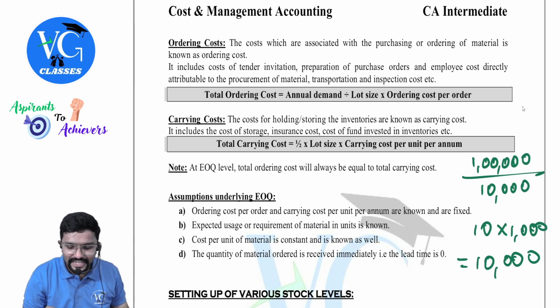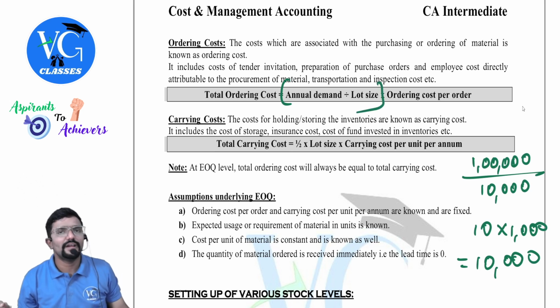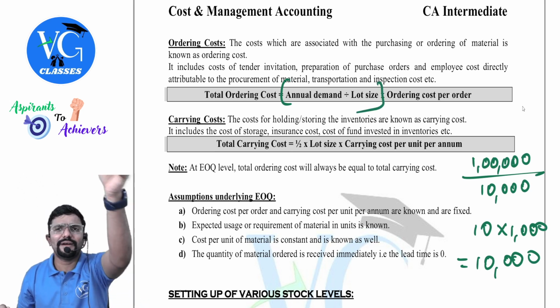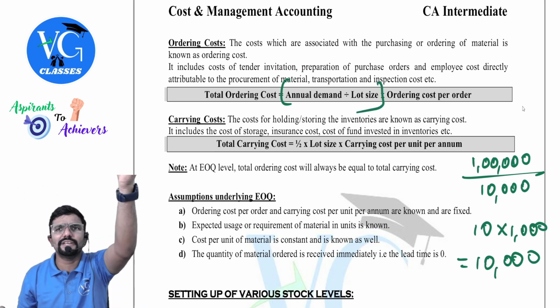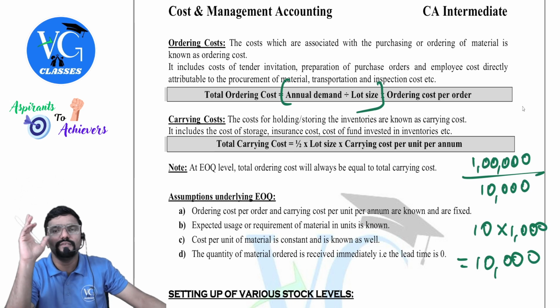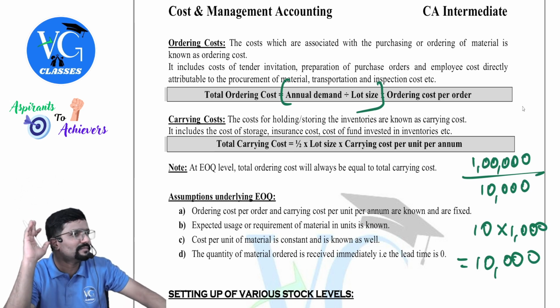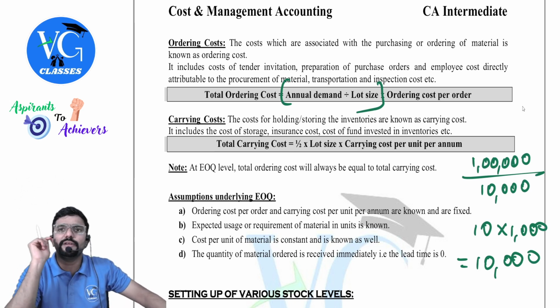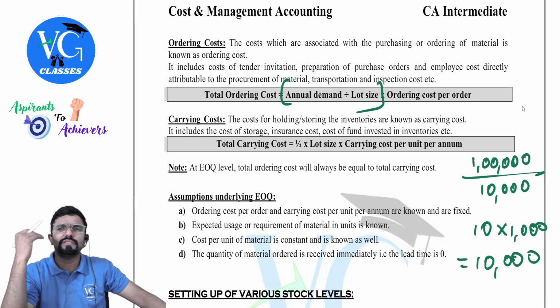So first, calculate how many orders. How will I calculate, sir? Annual demand, annual consumption, annual requirement, everything is one and the same. I keep using different names. Why? You have to get used to it. We don't know what name they will use in the exam. Get used to it, because assume I keep on using consumption.